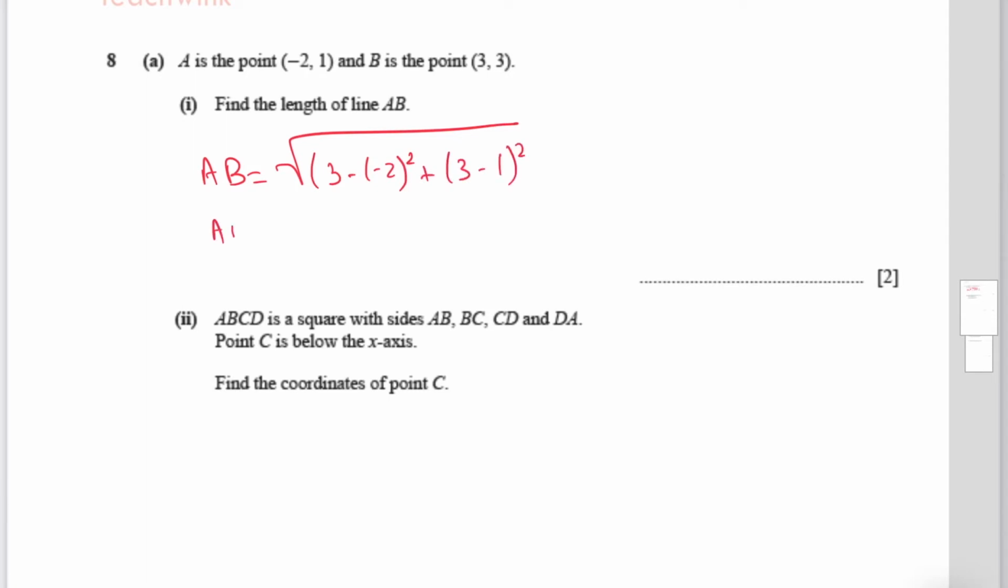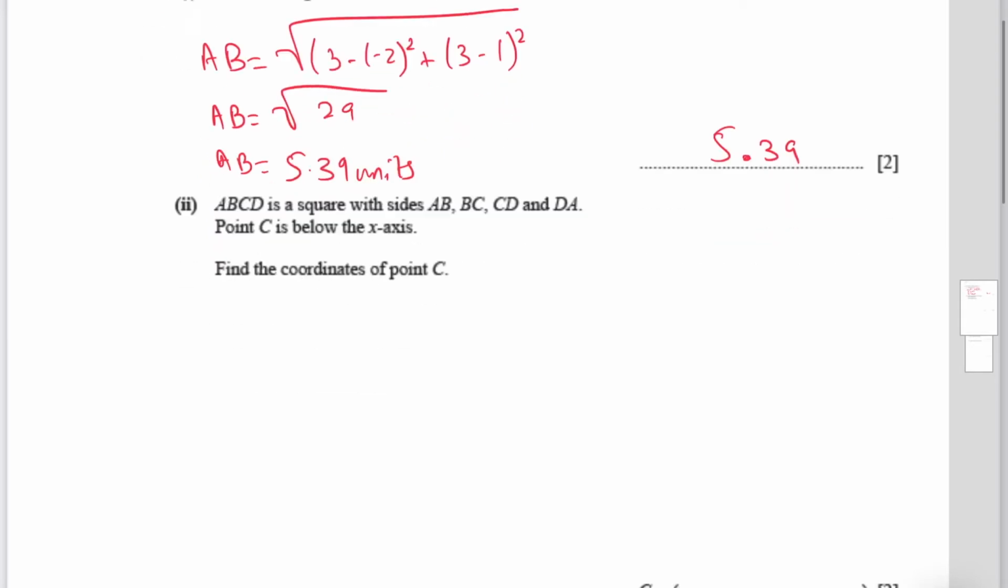Let's see what we get. So AB is equal to the under root of 3 plus 2 is 5, 5 squared is 25, 25 plus 3 minus 1 is 2, 2 squared is 4, so you get 29. Let's see what the square root of 29 is. 29 square rooted, we get 5.39 units, and that's our answer to part 1.